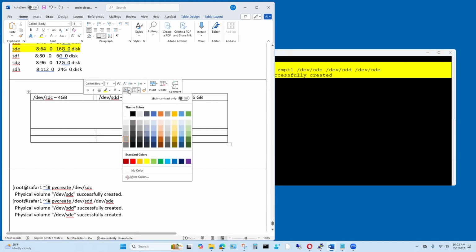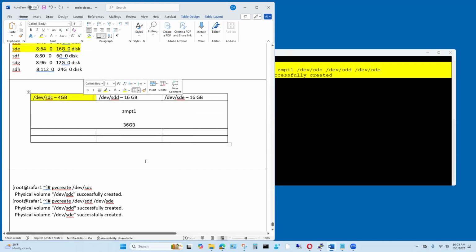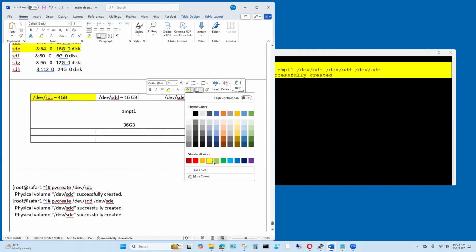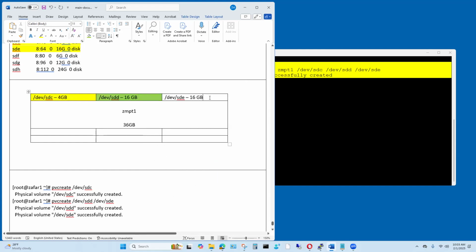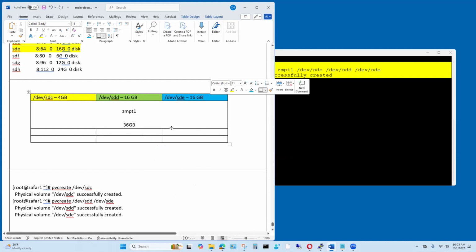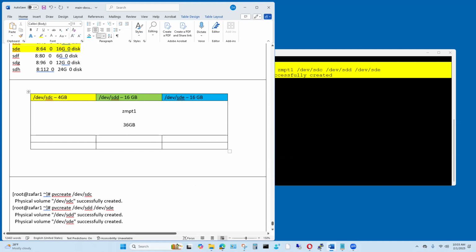So let me just put different colors in here. This is yellow. And this is this. And this is this. So you have three different disks here. And then all three different disks, we combine into one big group here. So this is called a volume group.